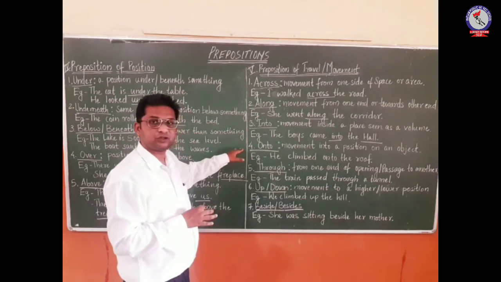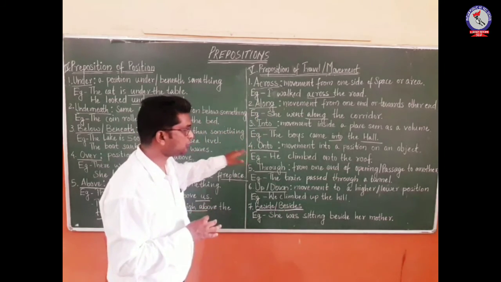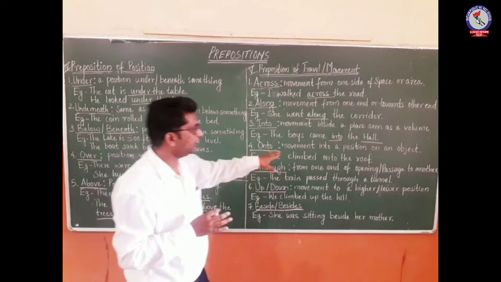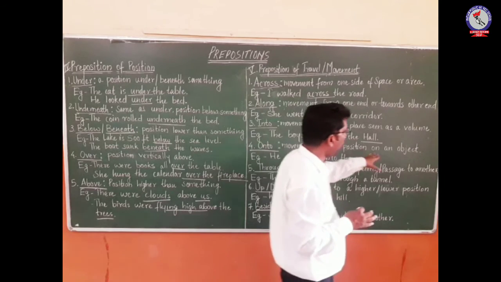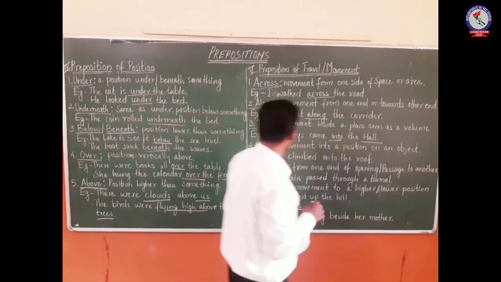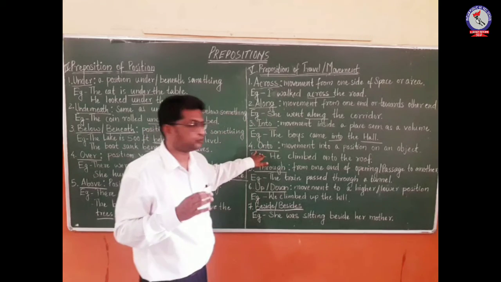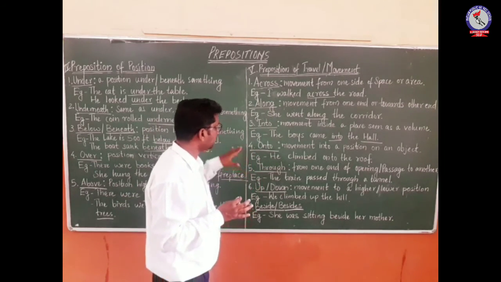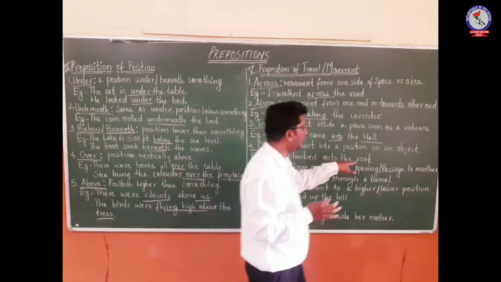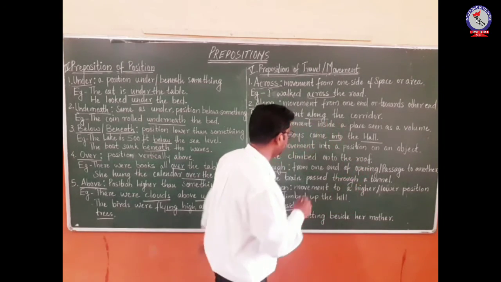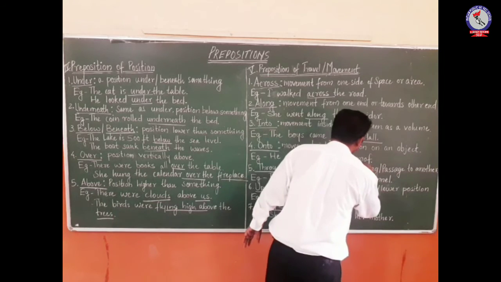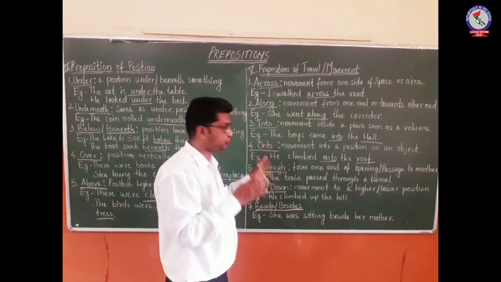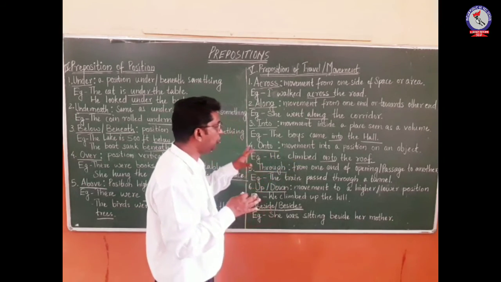Now the next is onto. It is used to show the movement into a position on an object. See, he climbed onto the roof. Here, onto the roof is used to show the action and the position on an object.